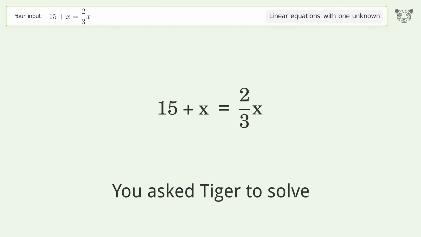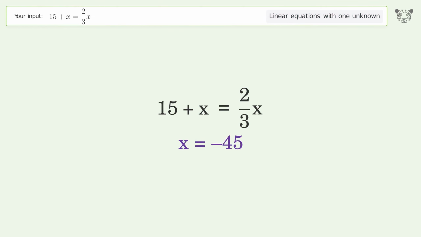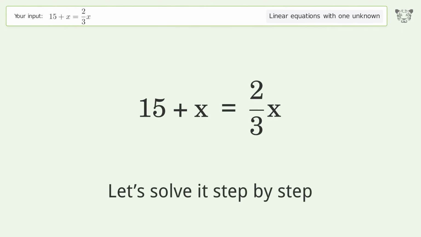You ask Tiger to solve this. It deals with linear equations with one unknown. The final result is x equals -45. Let's solve it step by step.